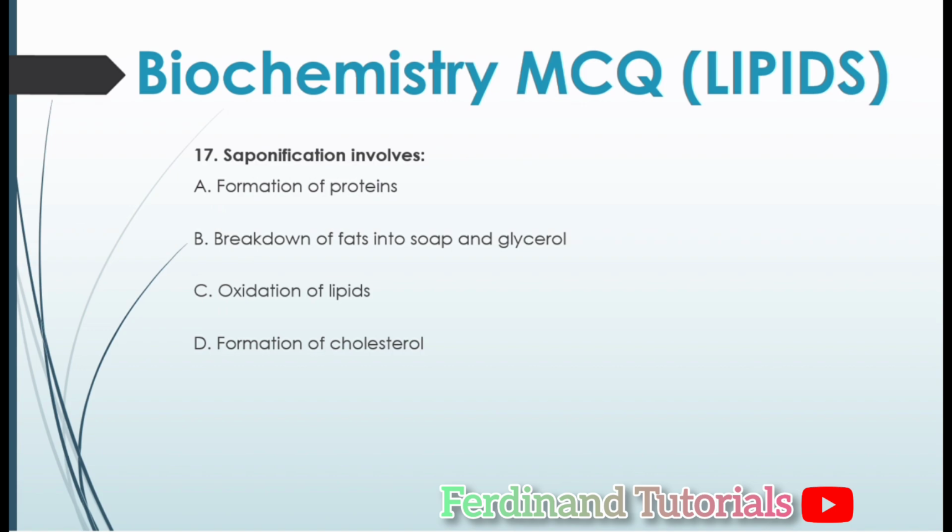Saponification involves A, formation of proteins, B, breakdown of fat into soap and glycerol, C, oxidation of lipids, D, formation of cholesterol. Breakdown of fats into soap and glycerol. So when you hear about saponification, you don't just say it's the formation of soap. Rather, as a biochemist, it says the breakdown of fats to form what? Soap and glycerol.